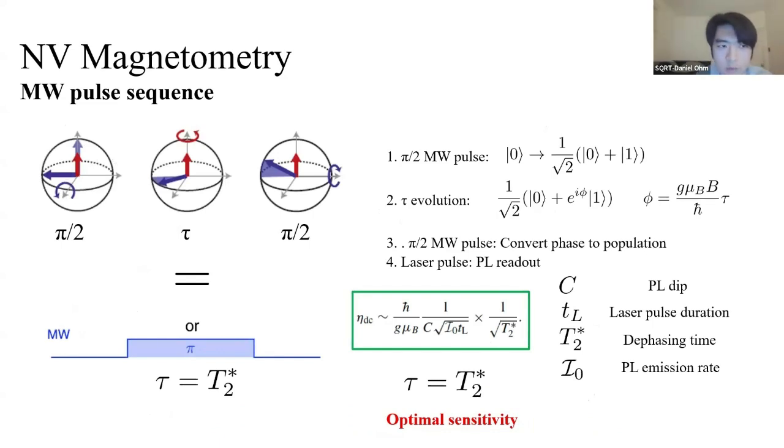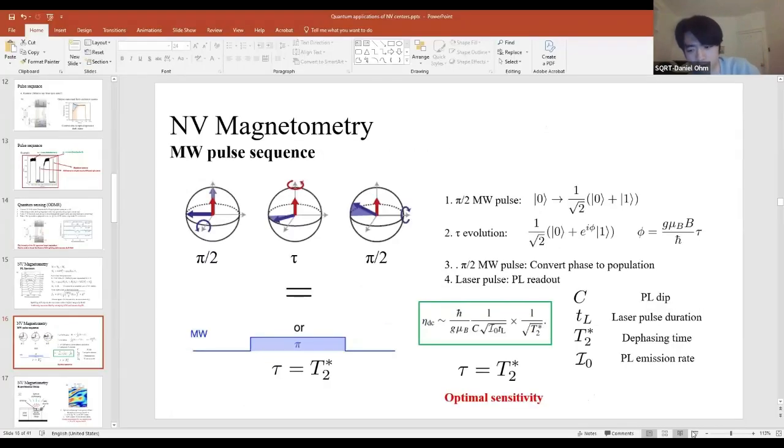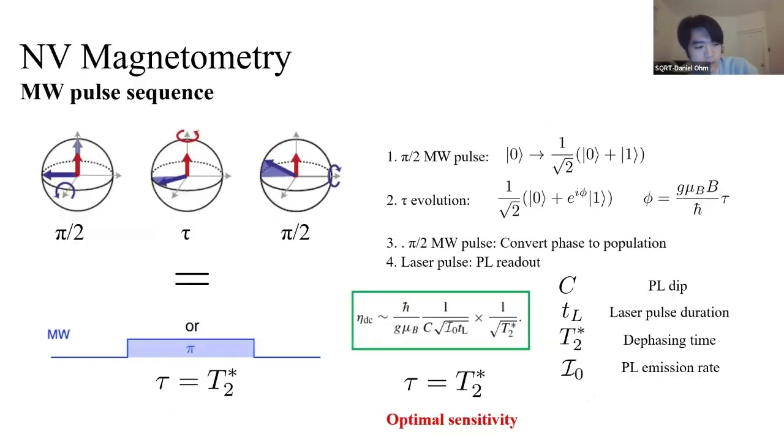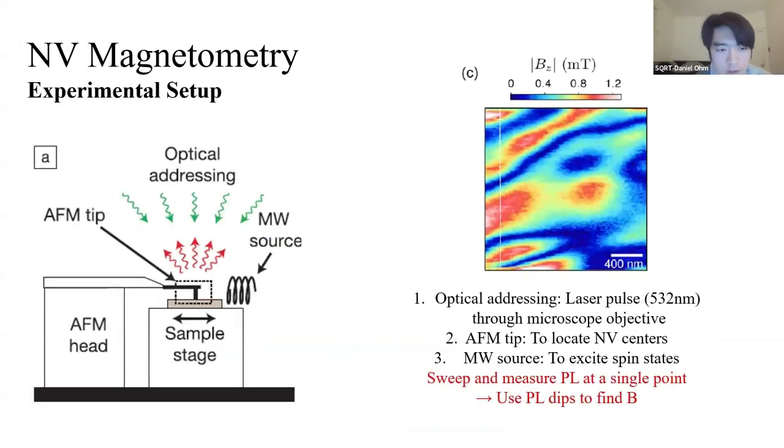So another form of magnetometry you can do is, instead of continuous wave, wait, let me just see how much time I have left. It's been 30 minutes. Yeah, okay. I'm running out of time, so I'm going to skip this because it's not enough time.